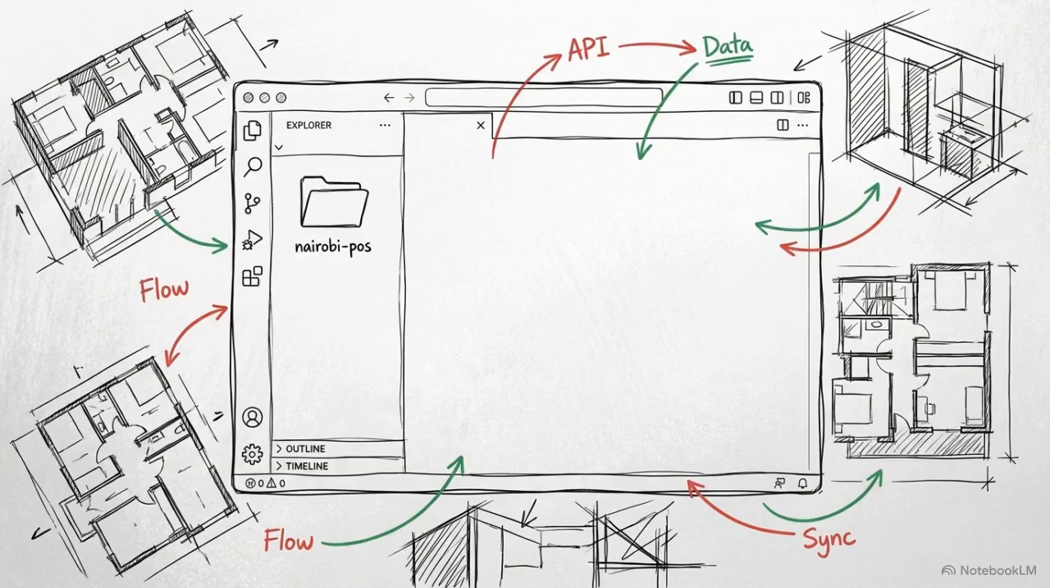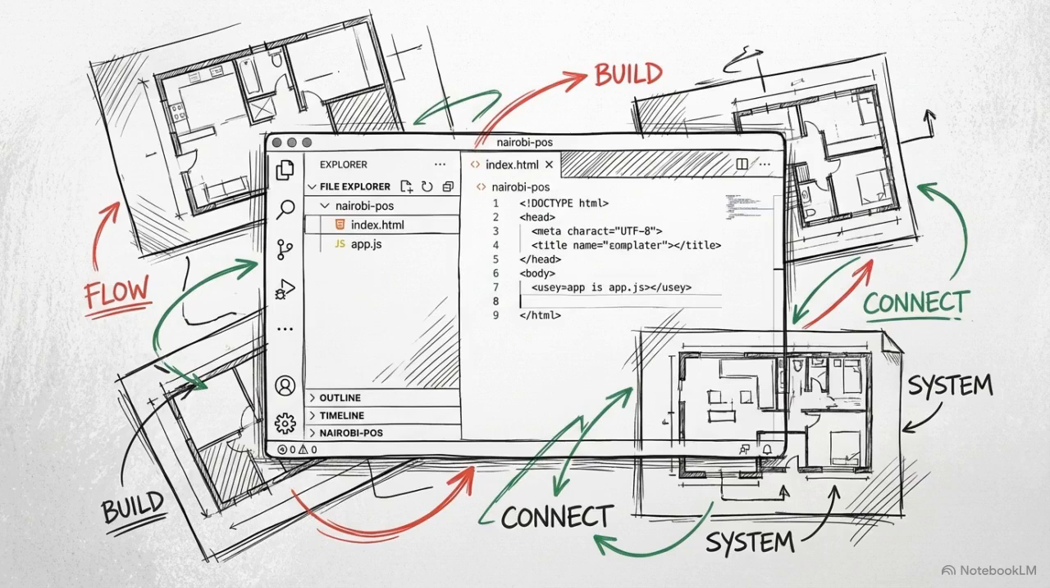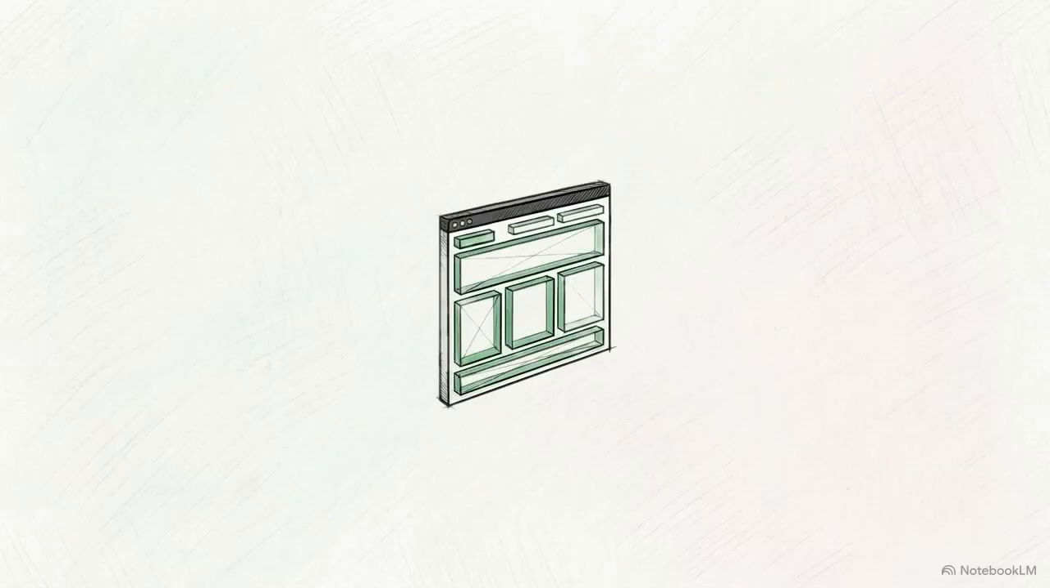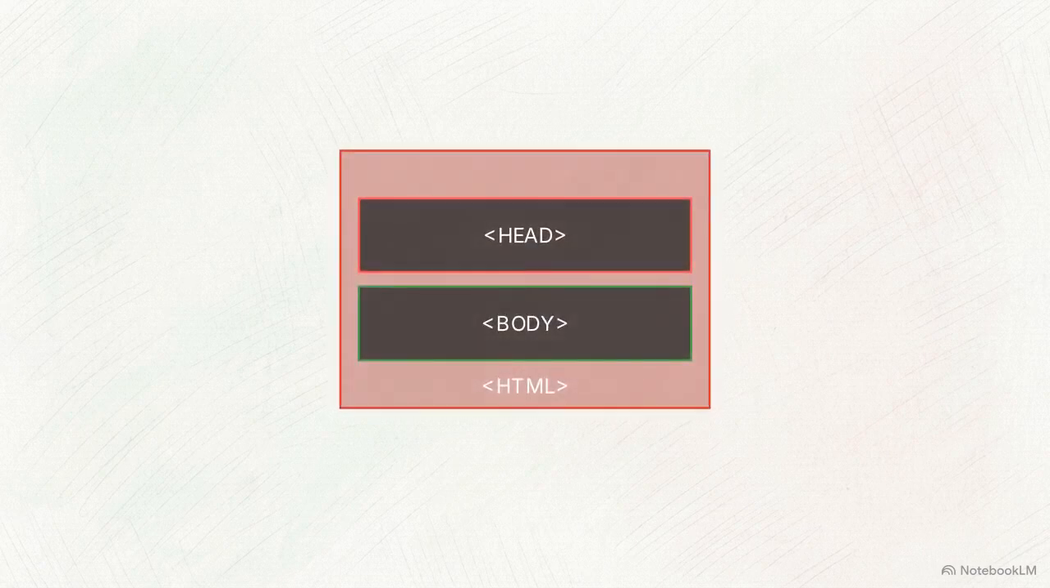Step 1. Create a dedicated folder on your desktop called Nairobi Pause and drag it straight into your VS Code workspace. Inside that folder, create 2 files, index.html and app.js. Open index.html and generate your HTML boilerplate. Boilerplate is the standard starter code that gives your document its basic structure.